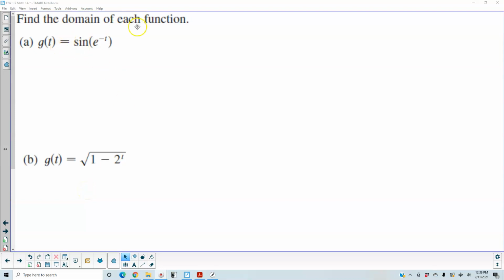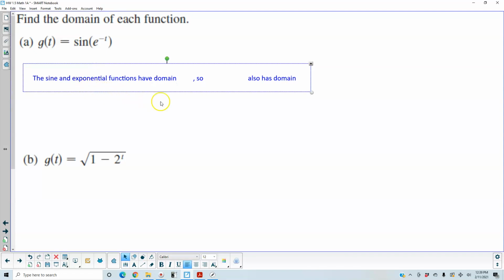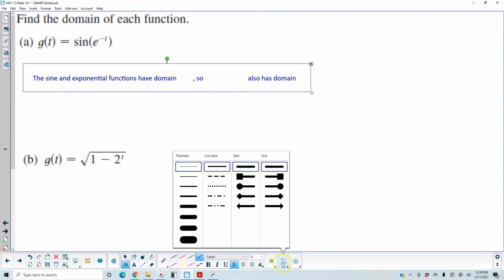Okay, here we want to find the domain of each function. The first function, a, is g of t, which is equal to the sine of e to the negative t. Well, the sine and exponential functions have domain where it's all real numbers.